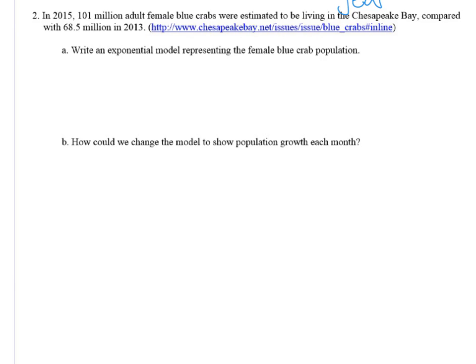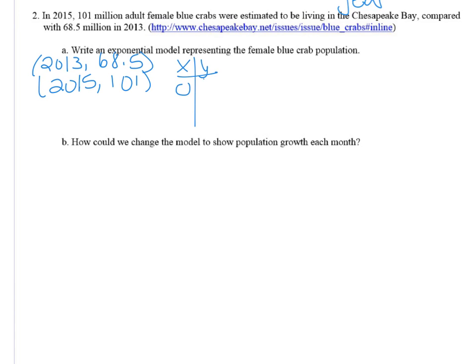So for number 2, in 2013 we had 68.5, and in 2015 we had 101. So now we have 2 coordinates. I'm going to set this up. I'm going to say year 0 is 68.5, and then 2 years later, we had 101. So to get my exponential equation, 68.5 times b squared is 101.